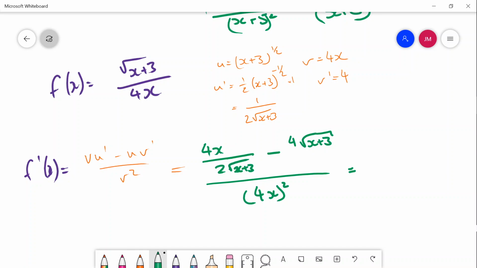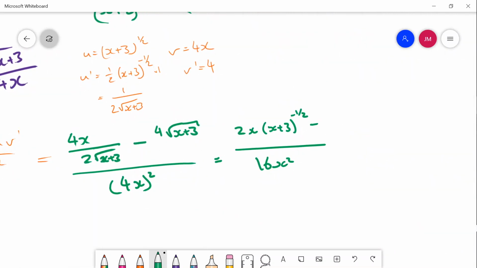So how do we tidy that up? We have 4x times x plus 3 to the negative a half. We've also got the 2 there, don't we? So that's going to divide that by 2. And that's going to be all over 16x squared, minus 4 times x plus 3 to the half.